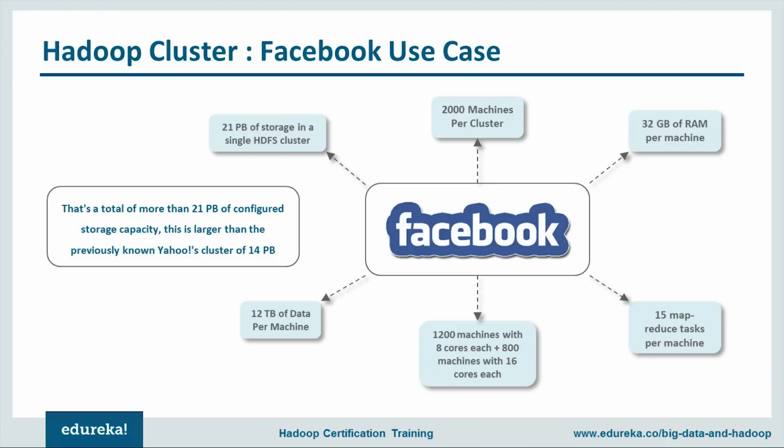So it has got a total of 21 petabytes of configured storage capacity, and it is larger than the previously known Yahoo's cluster, which was known to be the largest Hadoop cluster, and it was 14 petabytes. Facebook has beaten Yahoo with 21 petabytes.